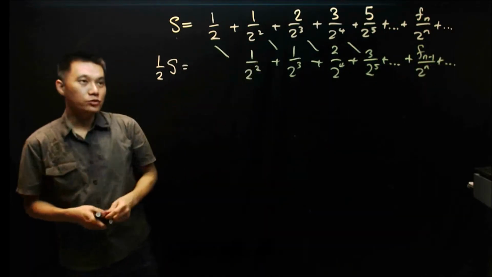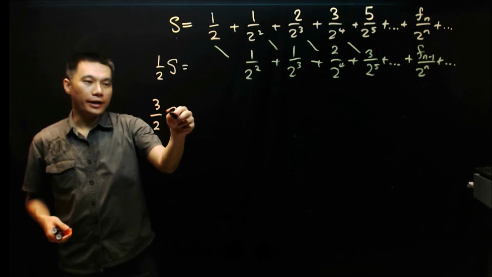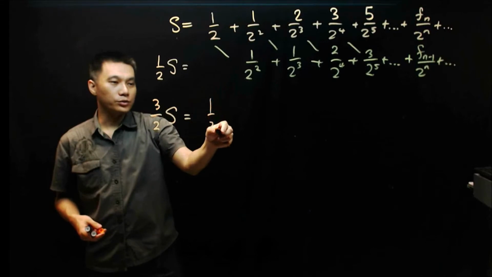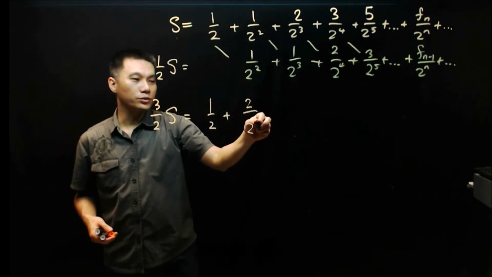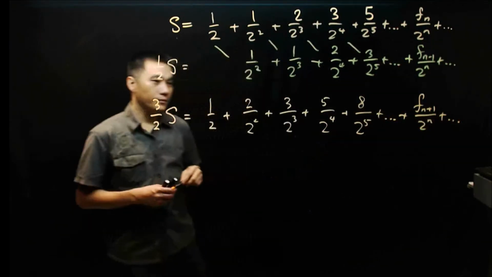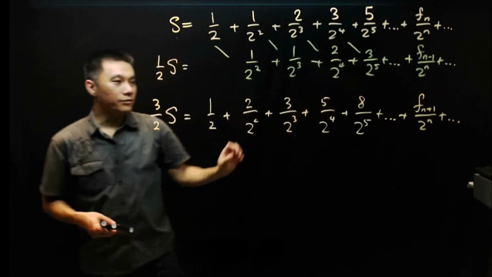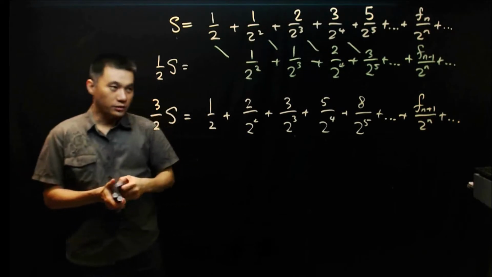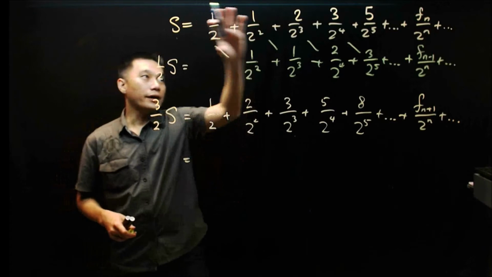If we add up these two equations, we will have 3 over 2 S equals to, the first one still 1 over 2, the second one will be 2 over 2 squared. And you can see that the numerator is still in the form of the Fibonacci sequence. Okay, so in order to get the answer, we will write this again.